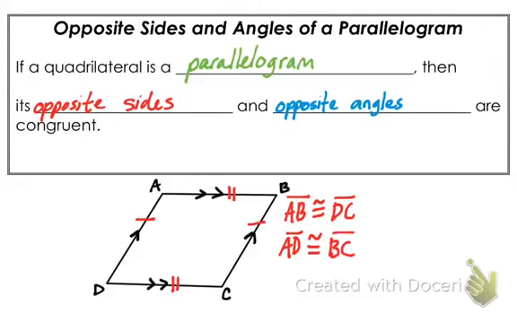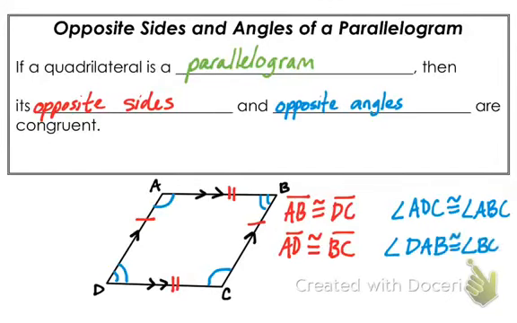That set of sides is congruent, as well as the opposite angles. Angle D and angle B have two angle marks to indicate that they have the same measure. So we can say angle ADC is congruent to angle ABC, as well as the other opposite angles: angle DAB is congruent to angle BCD.